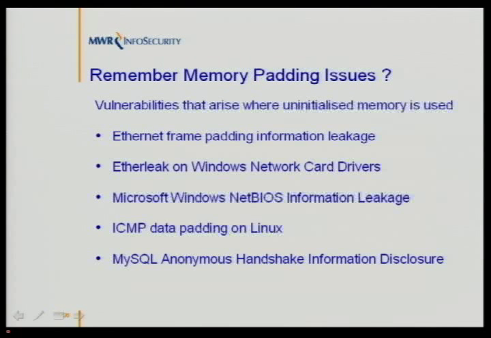Well, firstly, let's talk about memory padding issues. These are vulnerabilities that have been around for a long time now. Ethernet frame padding, Etherleak in Windows network card drivers, Microsoft Windows NetBIOS information leakage. Even recently, there was an information disclosure in MySQL anonymous handshake. And this all arises from reading from uninitialized memory when we're padding packets. And this is very useful when we're looking at SNA traffic.